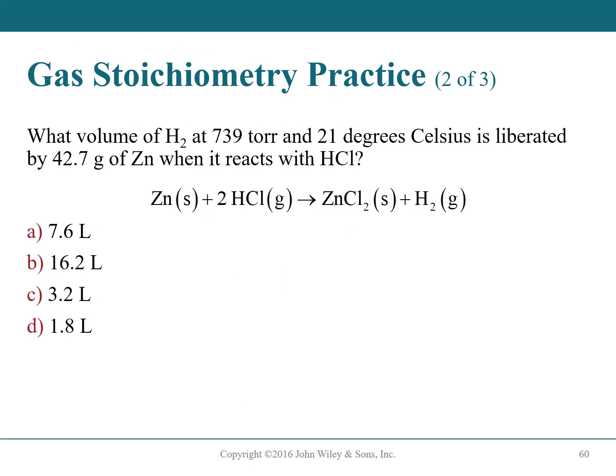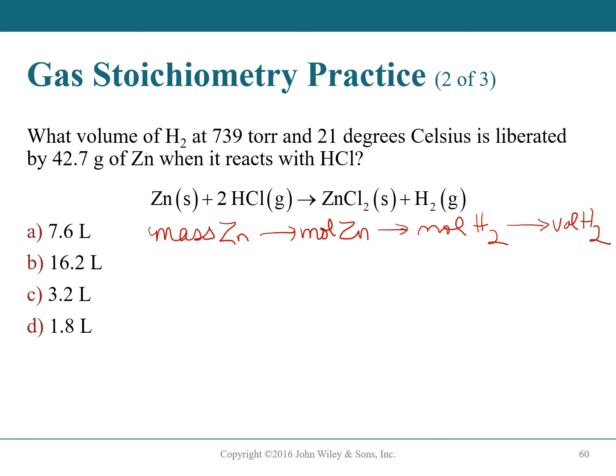Okay, let's try one more practice here. And in this practice, we want the volume of hydrogen, okay, at 739 torr and 21 degrees Celsius. And we want to know if it's liberated by 42.7 grams of zinc. So we're starting off with the mass of zinc. We need to go to the moles of zinc. Then we need to go to the moles of hydrogen, right? And from hydrogen, we would need to do the volume of hydrogen.